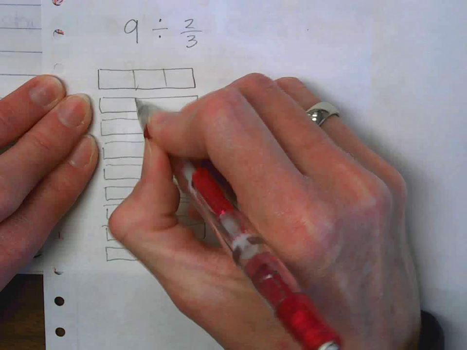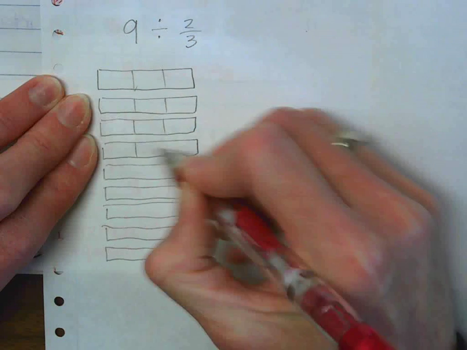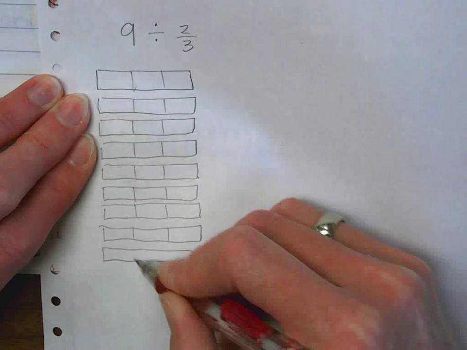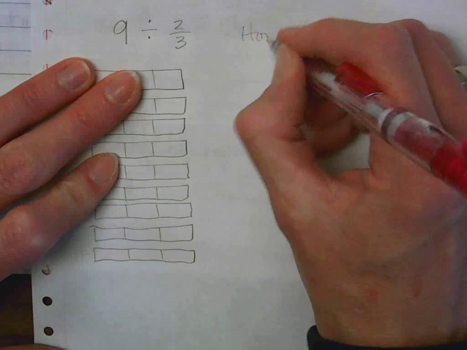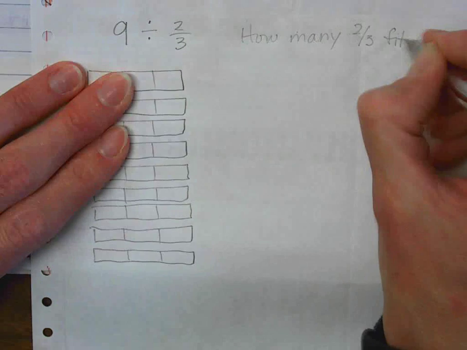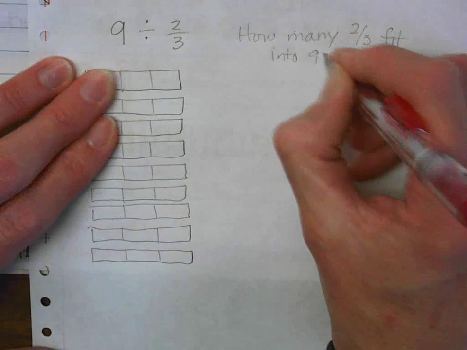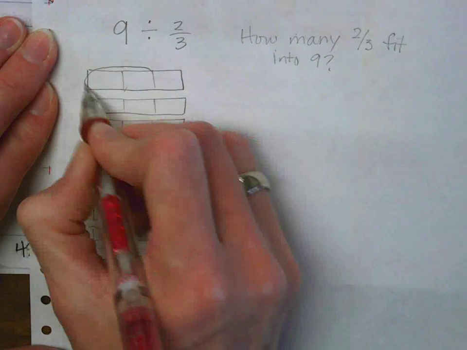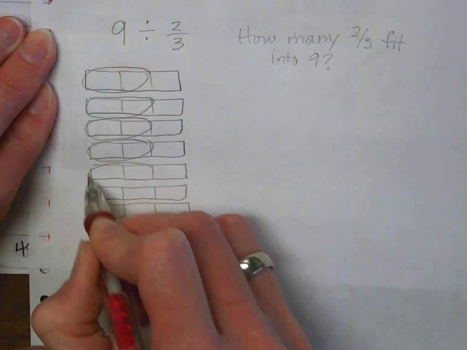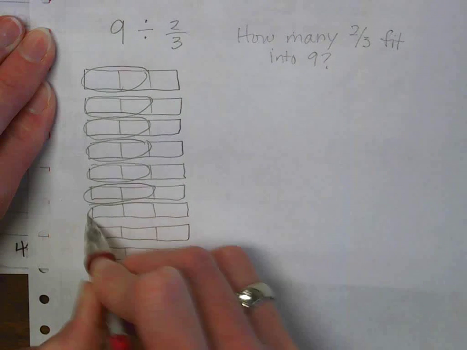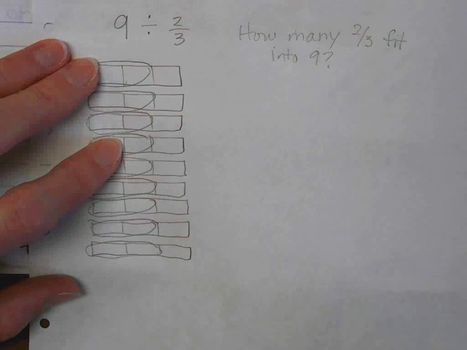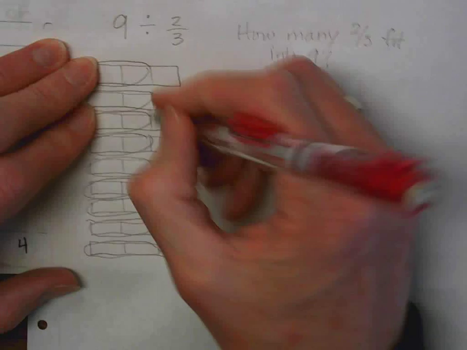Okay, and then I'm breaking them into thirds, right? Thirds. And then the question is, how many 2/3 fit into 9? Okay, so let's count them. So there's 2/3, 2/3, 2/3, 2/3, 2/3, 2/3, 2/3, 2/3, 2/3, but I'm not done because I still have all of these thirds, right?